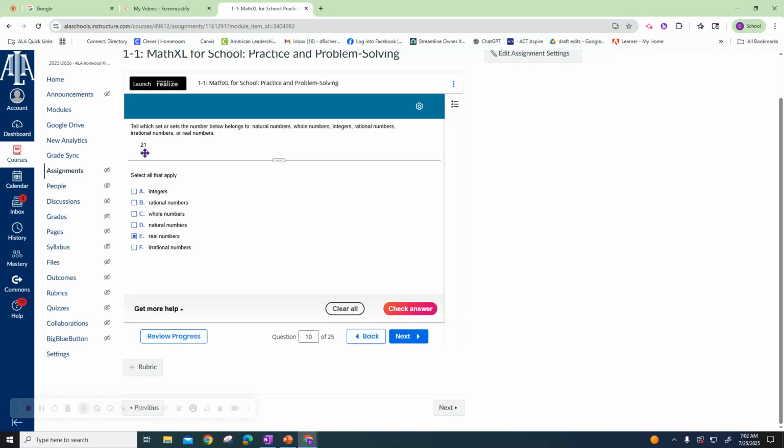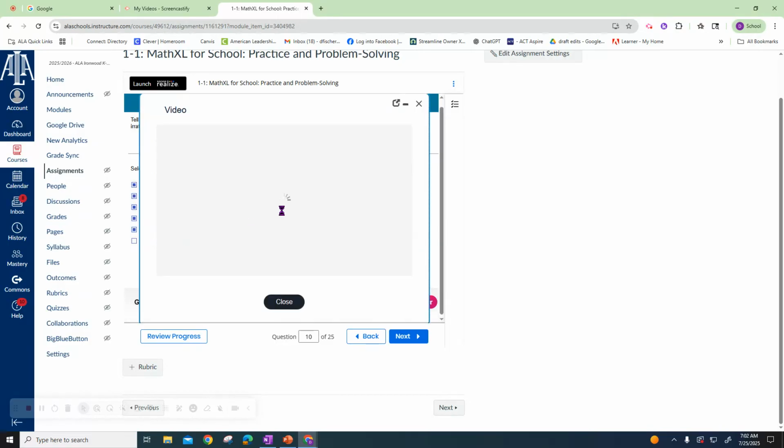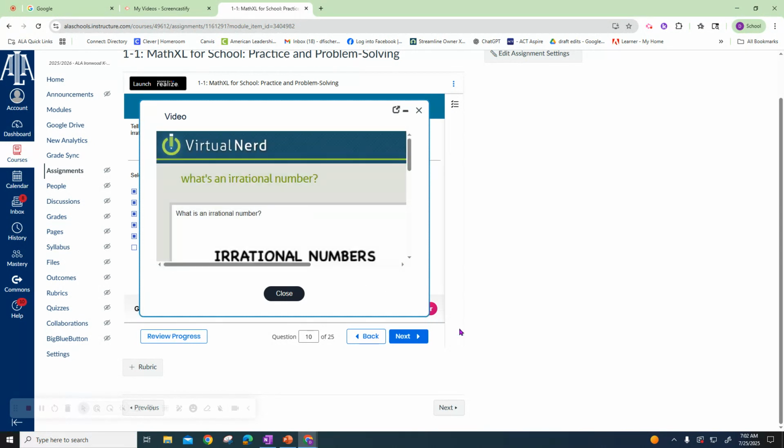So now I'm thinking 21 is at the very top, so I like to go in order. So that would be a natural number. Underneath the natural number is the whole number. Underneath the whole number is integers, and underneath the integers is my rational numbers. Okay? Irrationals, remember, is like pi, square root of 3, square root of 7, those kinds of things. Okay? Now, if I couldn't remember that, if I go under get more help, let's see what the video looks like here. I don't know if my volume's up or not.